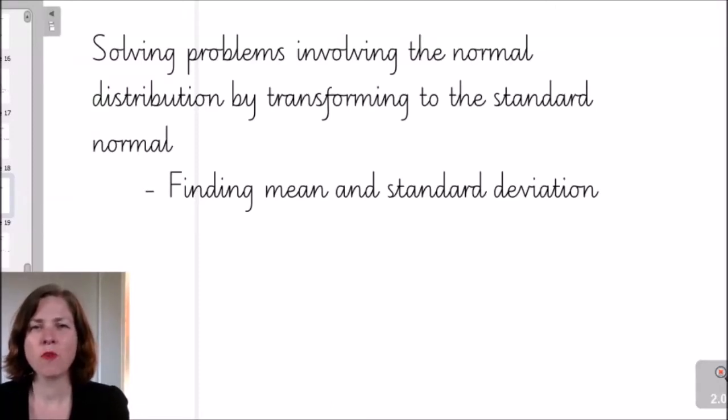In this video we're looking again at solving problems involving the normal distribution, and we're using transformations to the standard to z values in order to solve those problems. And we're doing one more worked example, and in this example we need to find both the mean and the standard deviation. So let's look at the example first of all.